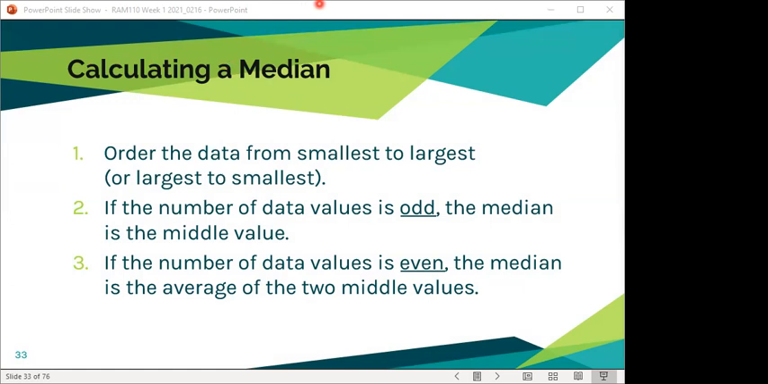So the tactical way to calculate a median is to first order the data from smallest to largest, or largest to smallest. Just basically put it in numerical order. If the number of data values is odd, there is a middle value, and we'll see that in an example. If there's an even number of data values, the median is the average or the midpoint of those 2 middle values. And again, we'll see that in an example here.